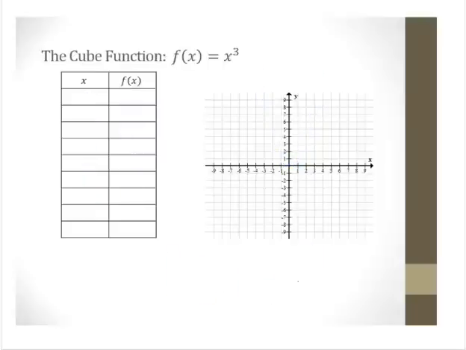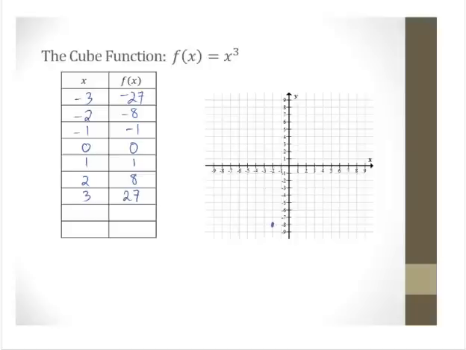The cube function, f of x is equal to x cubed. Again, we can put anything we want into this, so I'm going to choose the same inputs that I did for the square function. So let's see, -3 cubed is -27, -2 cubed is -8, -1, 0, 1, 8, and 27. Now we won't plot the points for -3, -27, and 3, 27, but let's plot the others.